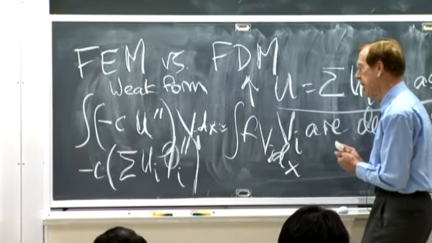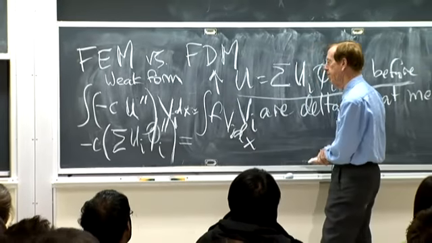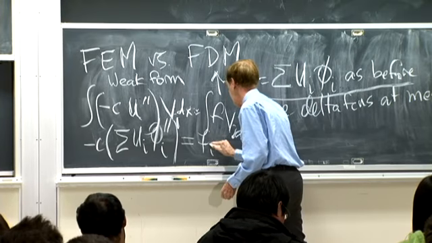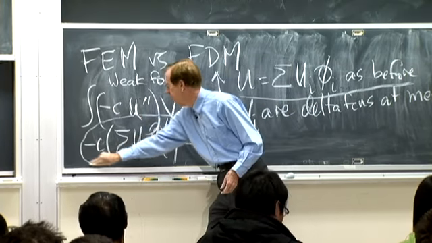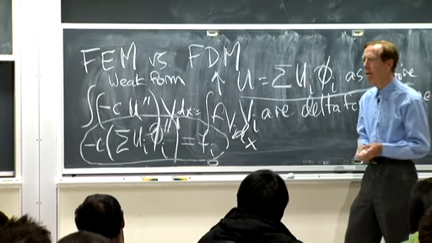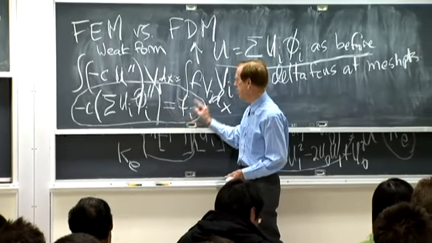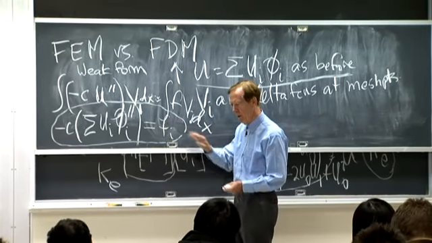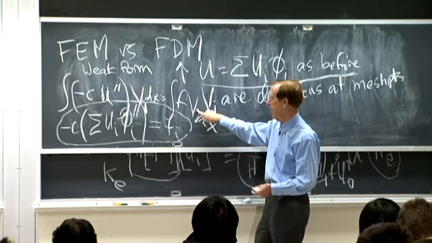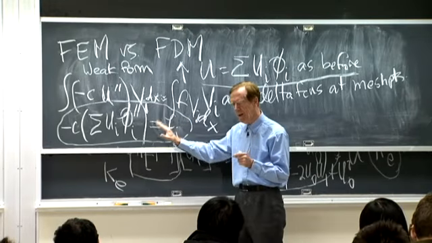And what will I get on the right-hand side when I integrate f times v_i? I'll get f at that mesh point, f_i. In other words, what I've got there is essentially a difference equation. I'm back to pretty much finite differences. I'm taking the value f, not integrated now, but just its value at i, because that's what I get when I do a delta function. And notice, a lot of things are different here.